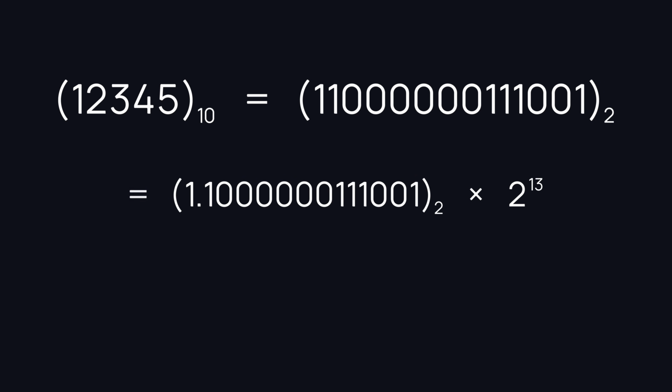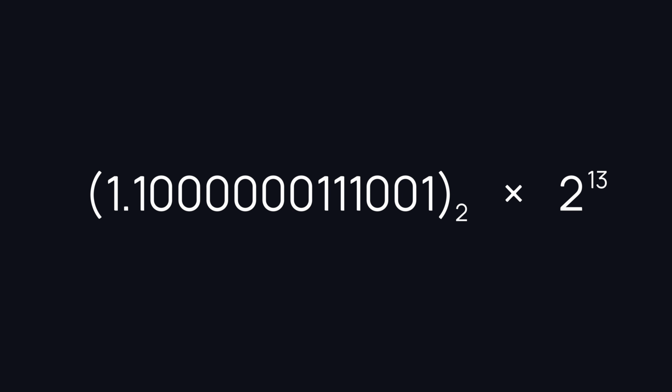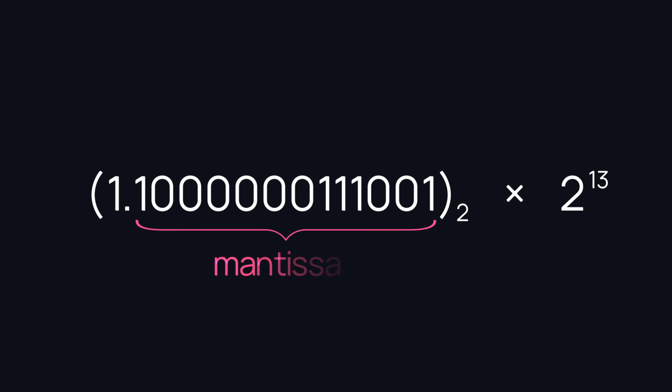This form has two important parts. The digits after the leading one are called mantissa, and the power of 2 is called the exponent. In fact, every non-zero number can be written in this form. Now let's see how floats store these values.